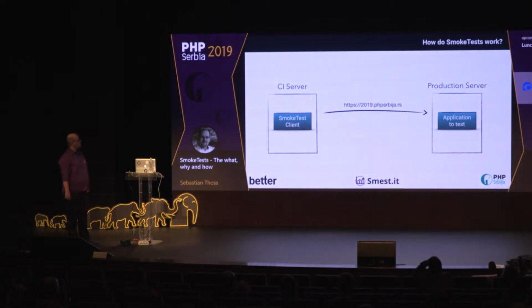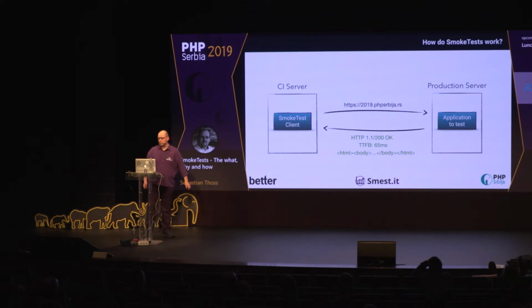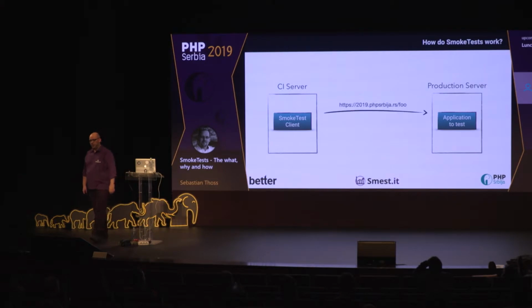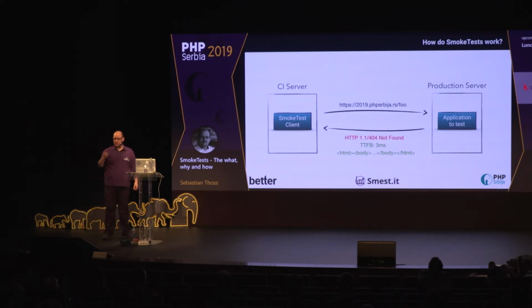And these are simply sending a request to the live application. And we get a response back. And the response is 265 milliseconds, and there's a body. So that's green. In case I try this URL, I get a 404 page not found. That's red. So in the case one single URL is not working, the smoke test should fail.